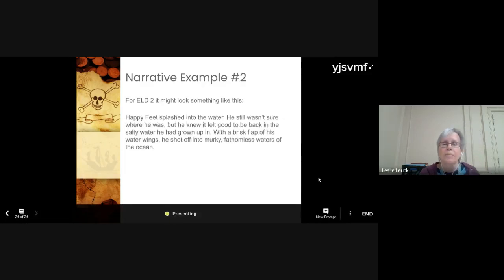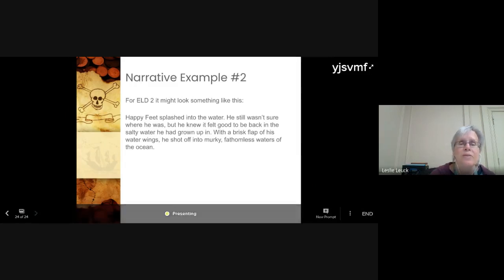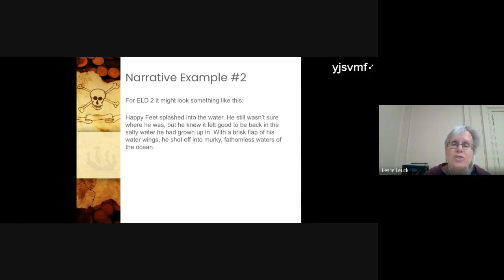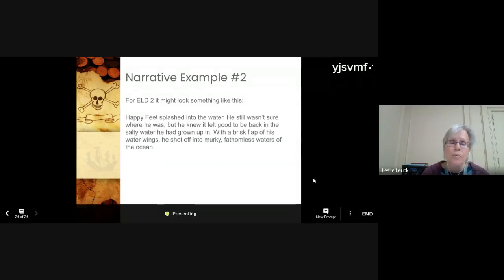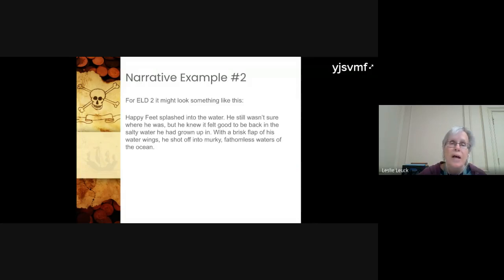And for example 2, for ELD2, it might look something like this. Happy Feet splashed into the water. He still wasn't sure where he was, but he knew it felt good to be back in the salty water he had grown up in. With a brisk flap of his water wings, he shot off into the murky, fathomless waters of the ocean. So that's the lesson. If you have any questions at all, please let me or one of your teachers know what they are. We will be glad to help you.